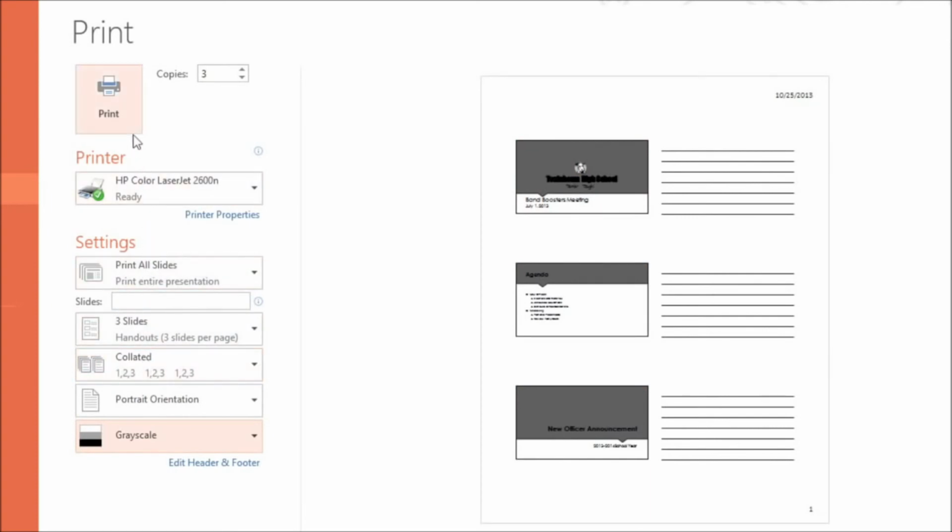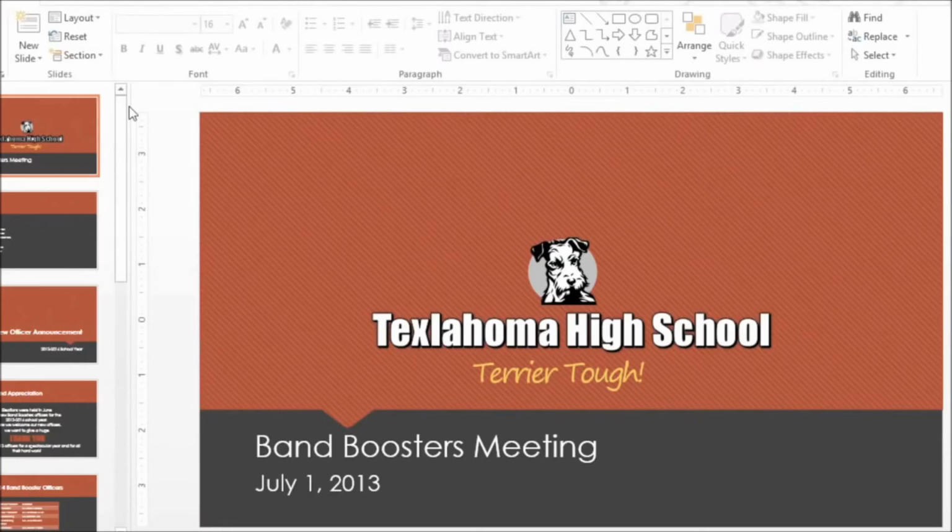When you're ready, go ahead and click the Print button at the very top of the pane. Now you just have to wait for your presentation to finish printing.